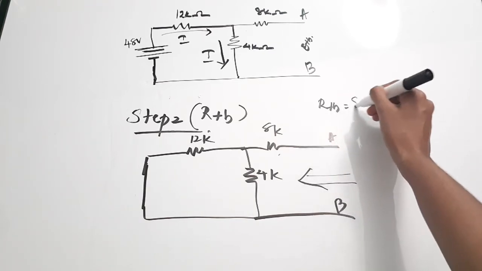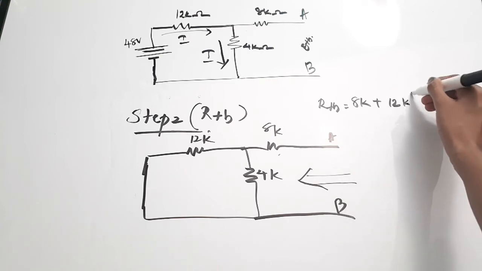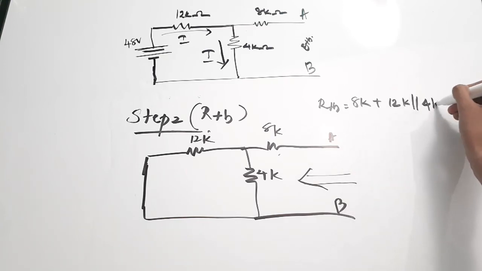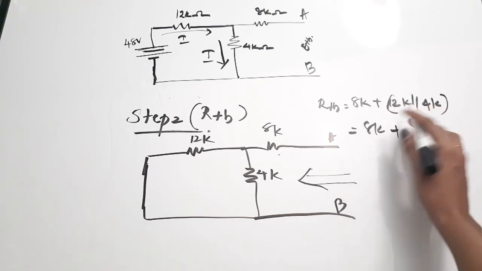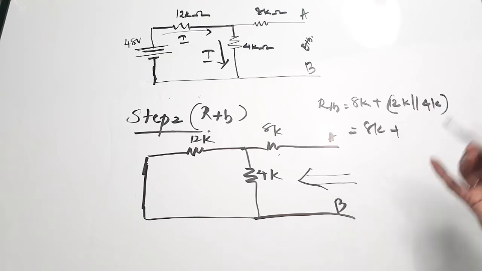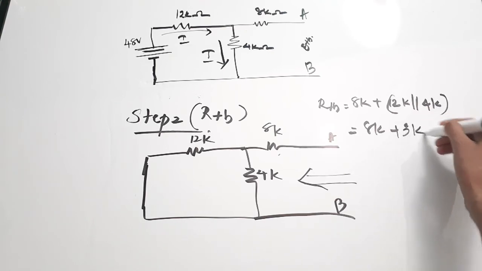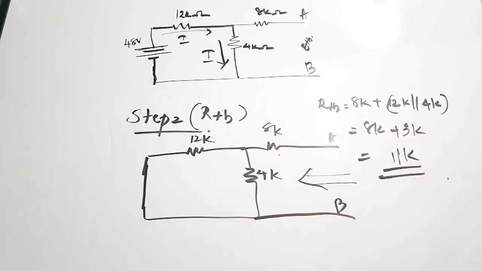RTH is equal to 8K plus 12K parallel 4K. So 8K plus 12K and 4K parallel means 12 into 4 by 12 plus 4. If you do it, you will be getting 3K. So 8 plus 3 is equal to 11K, which is the equivalent resistance or RTH. Okay, so we have obtained two values, VTH and also RTH.